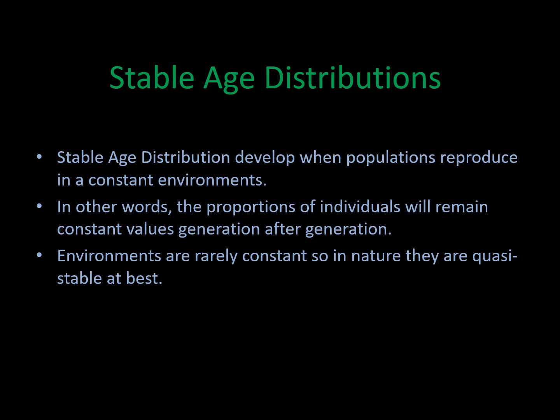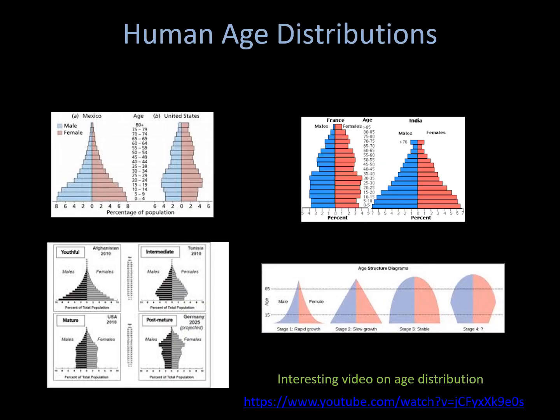But environments are really very rarely constant. So in nature, these quasi-stable age distributions exist. They're quasi at best. They're never going to be perfect because the environment's always changing. And so reproductive rates are going to change, survivorship's going to change. But they tend to hover around some sort of an age distribution that is characteristic of that particular species.